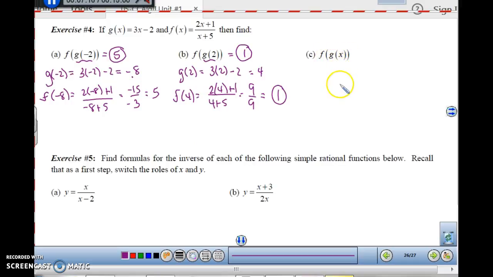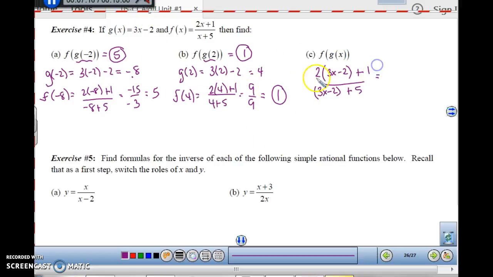Now, f of g of x. We want to take the whole function g of x and plug it into f of x. So we take 3x minus 2, and we're going to plug it in everywhere we see x. So this is going to be 2 times 3x minus 2 plus 1, that's the whole numerator, over x plus 5 would be 3x minus 2 plus 5. So everywhere there was an x, I plugged in 3x minus 2.